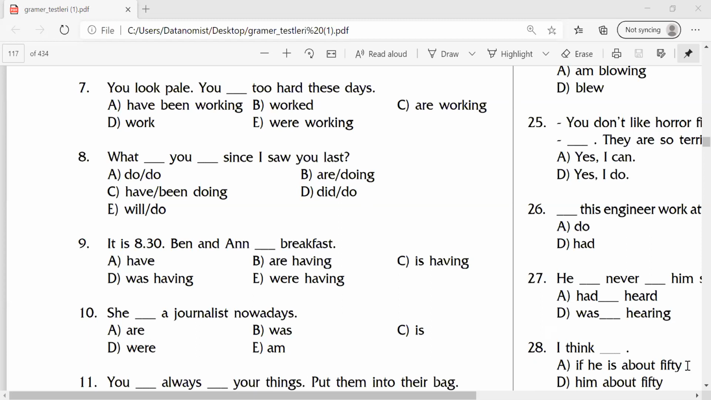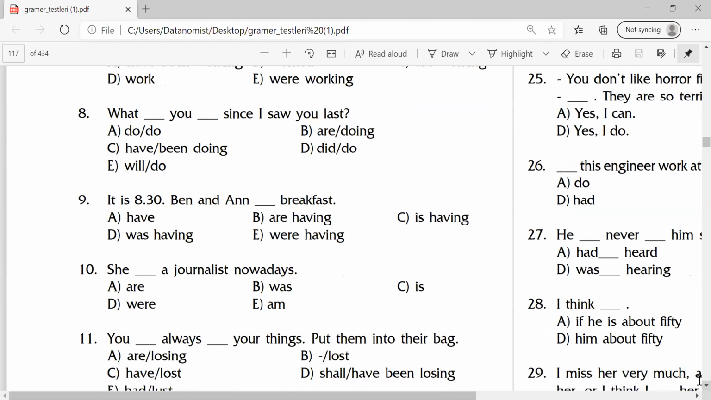What about 10th one? She dash a journalist nowadays. Nowadays. She dash a journalist nowadays. I think it's easy. She dash a journalist nowadays.